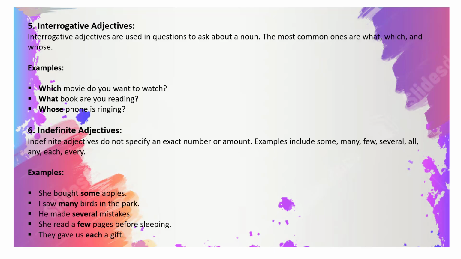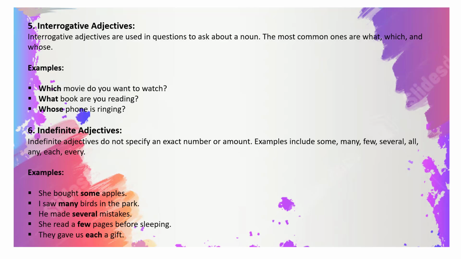Indefinite adjectives. They do not specify any exact number or amount. We can only estimate the amount. For example, some, many, few, several, all, any, each, or every. These are all numbers, figures, or we can say expressions that basically refer to the estimated amount. They don't tell us about the exact numbering.